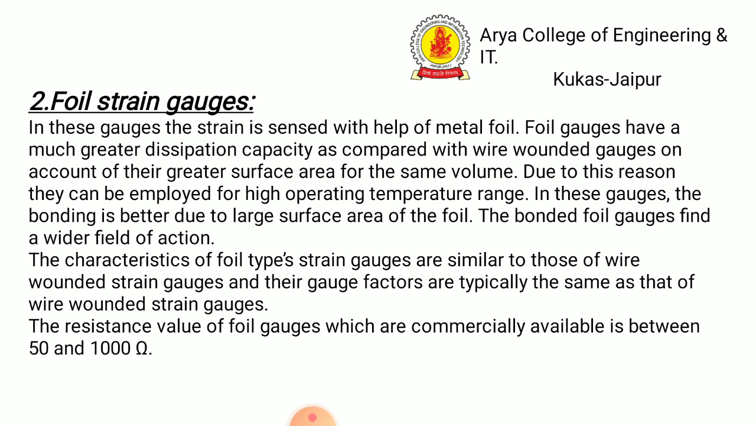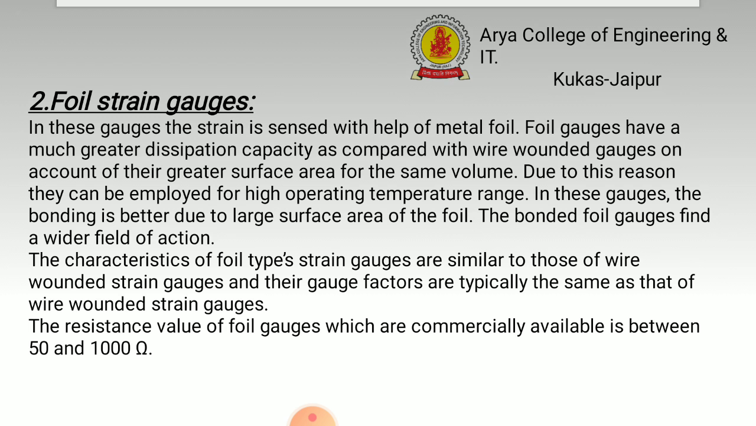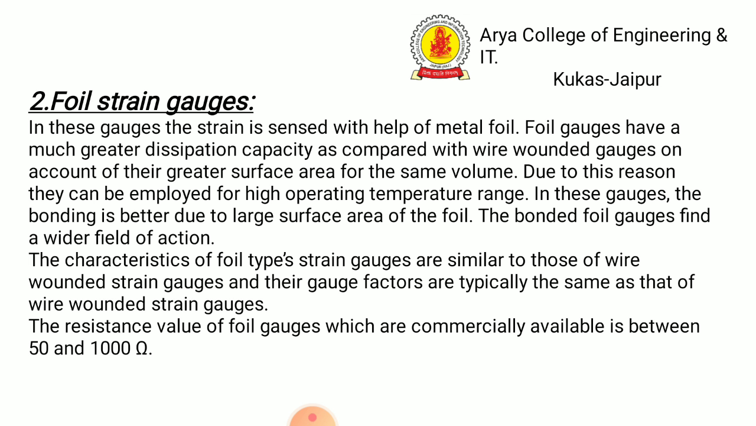Now, foil strain gauge. In these gauges, the strain is sensed with the help of metal foil. Foil gauges have a much greater heat dissipation capacity as compared with the wire bonded gauge on account of their greater surface area for the same volume. Due to this, they can be employed for a high operating temperature range. Due to the large surface area of foil, the bonded foil gauge finds a wider field of action.